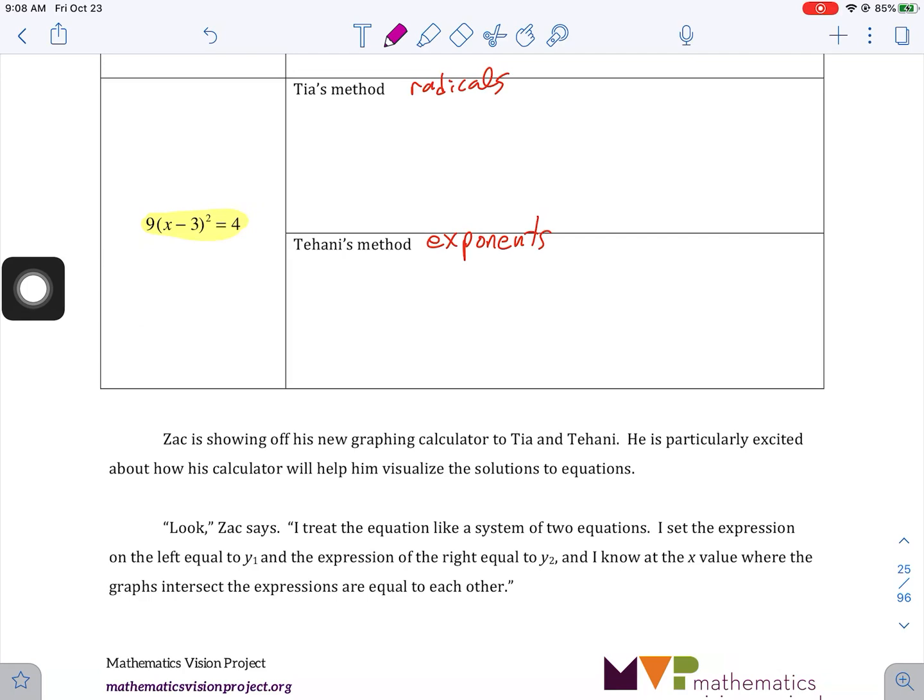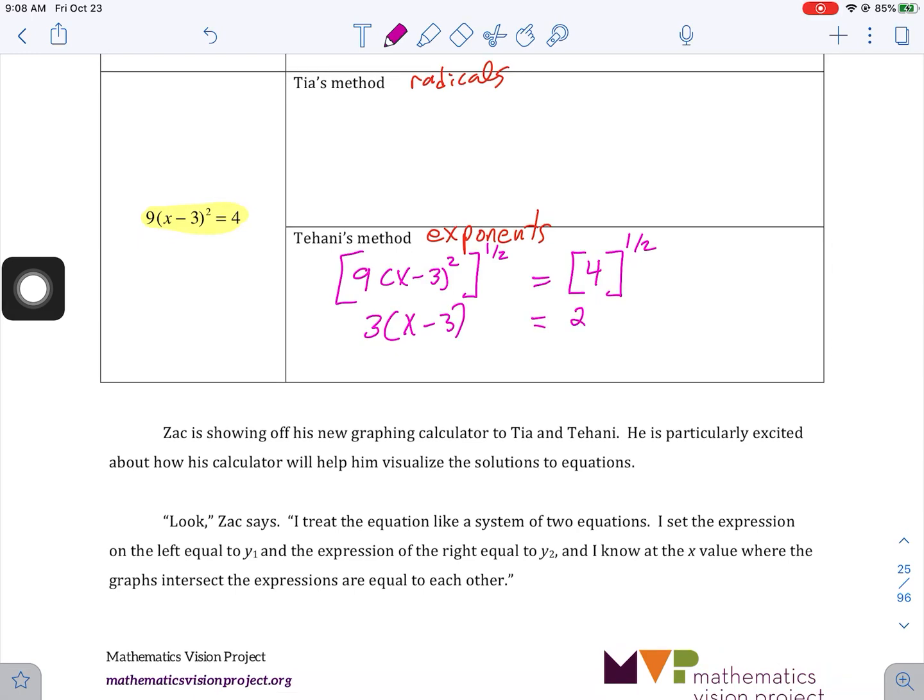And using exponents, I think the first thing I would do is write this as 9 times (x minus 3) squared, but this whole thing I would take to the half, or the square root. Now, if I do that, I also need to do the same thing on the other side, so I'm going to take 4 to the half. Now, the square root of 9, or 9 to the half, is equal to 3. (x minus 3) quantity squared, the square root of that is x minus 3. And then the square root of 4 is equal to 2.